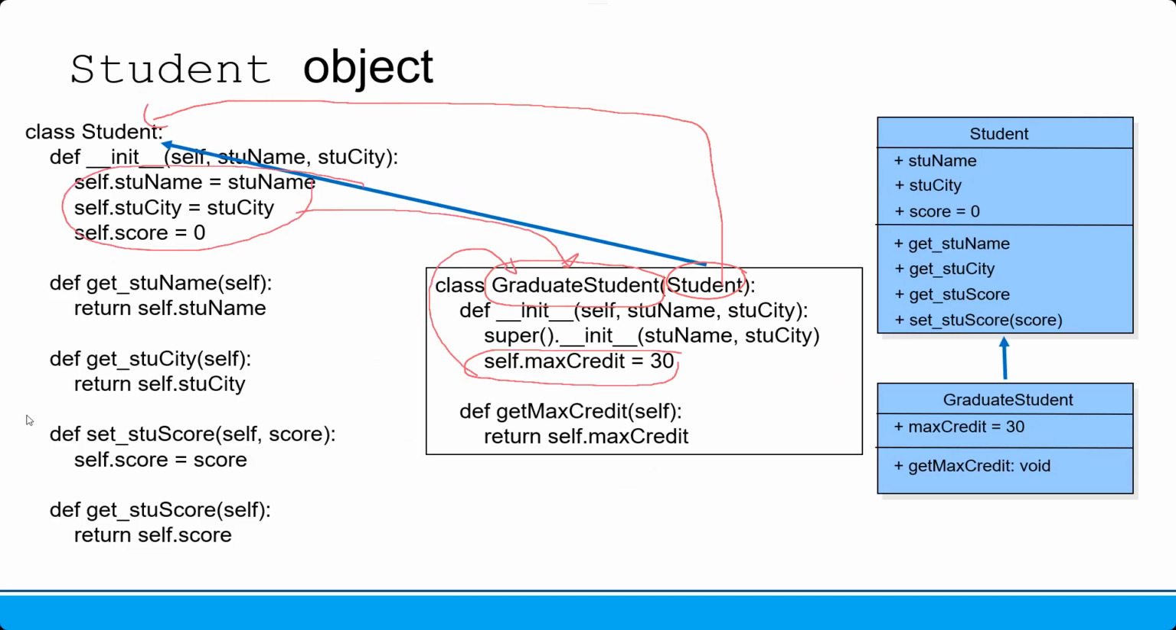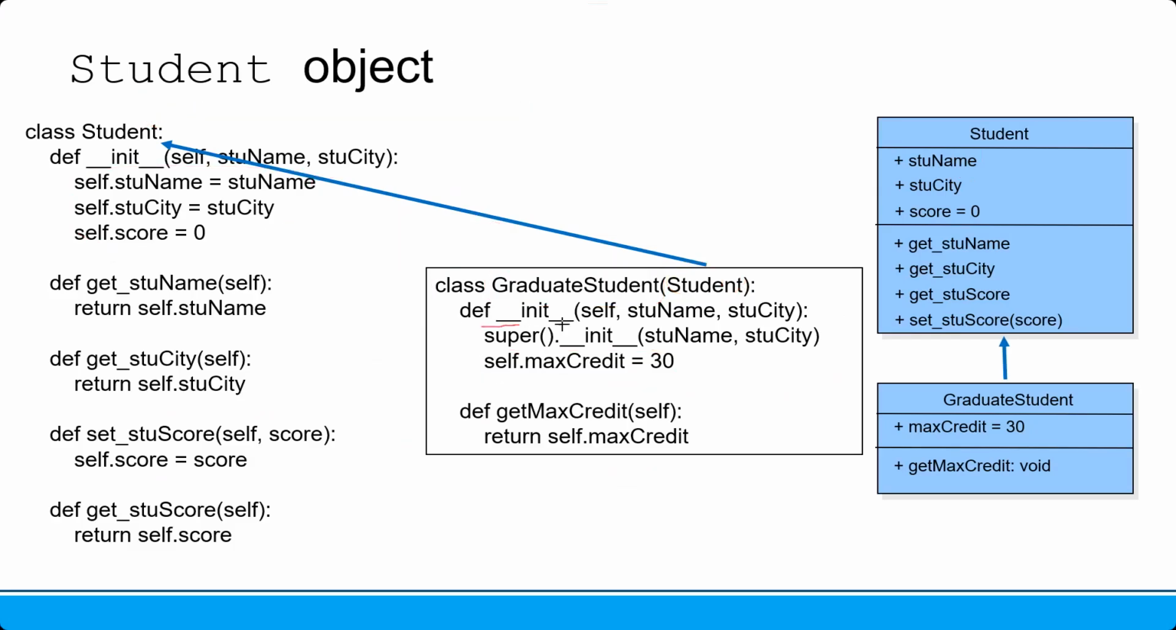So later on, we will do the constructor in it. We have the student name and the student city, which are the same as this one. We use super. Super means we want to access the super class. The super class is student. And we want to do the construction of the new object with the student name and student city. And then the maximum credit is 30.